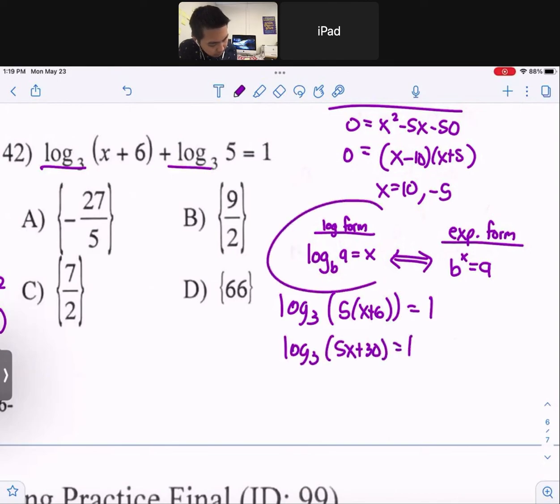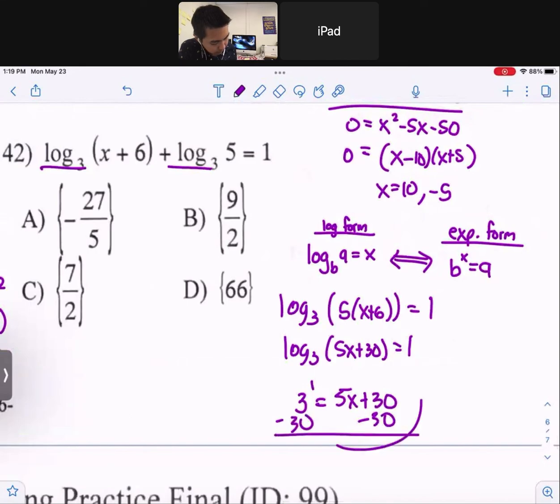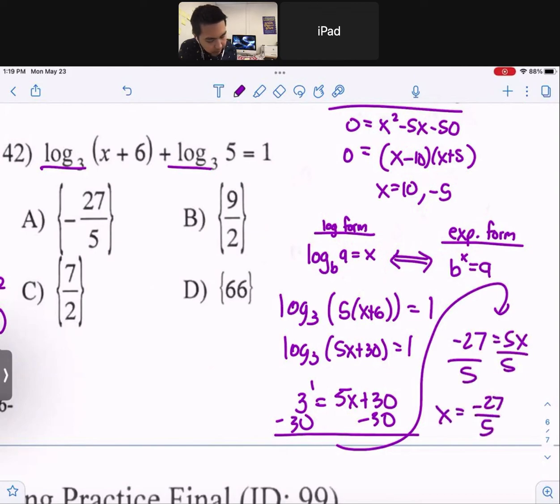Now we have log form. Now we have to convert this log form to exponential form. So take the base, which is 3, raise it to this number, and set it equal to 5x plus 30. And then we just solve for x. Subtract 30 from both sides, and divide both sides by 5. x equals negative 27 over 5. And if we plug that back into here, negative 27 over 5 plus 6 will give us a positive value. So A is our answer.